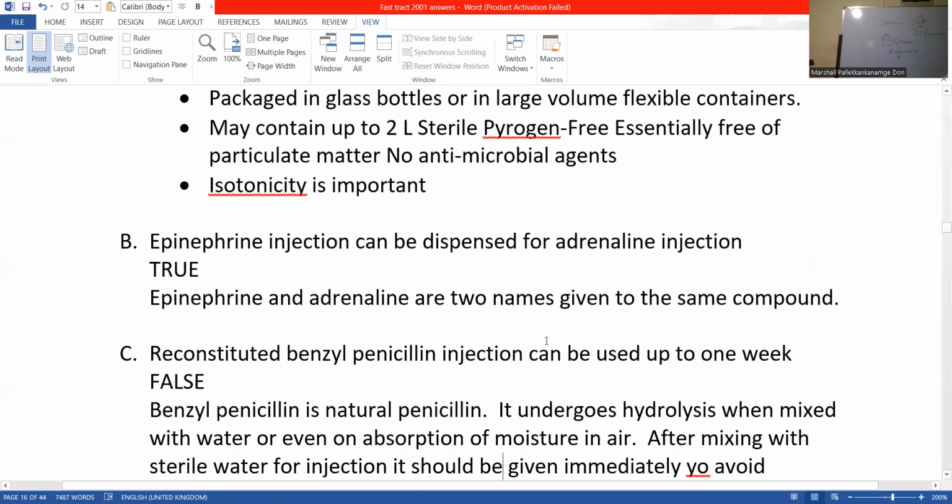Epinephrine injection can be dispensed for adrenaline injection. Epinephrine and adrenaline are the two names given to the same compound. Epinephrine is the name used in the USA, adrenaline in the UK. That is the difference. So it is the same compound.